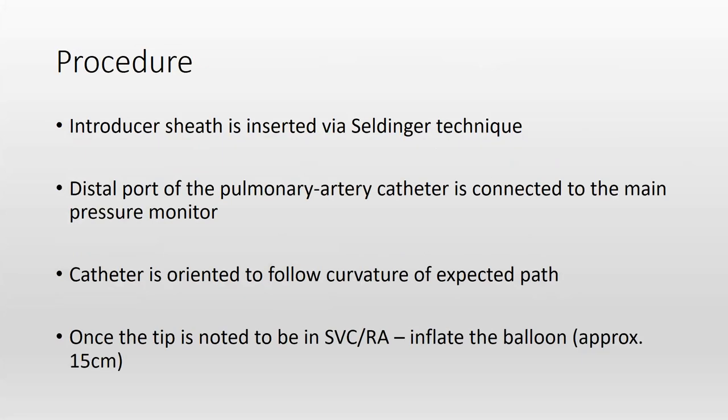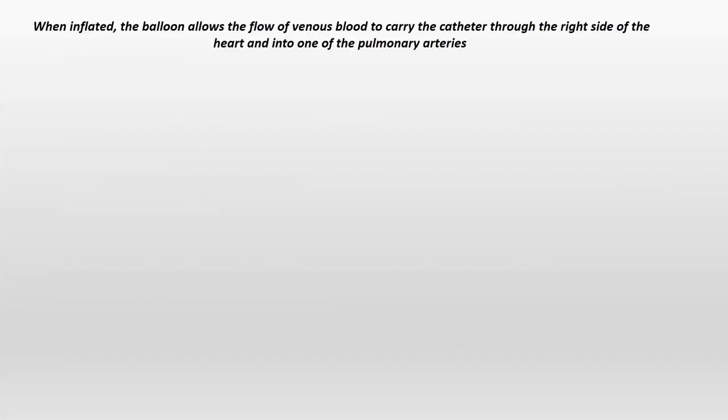For the procedure, we get the introducer sheath inserted by a Seldinger technique. The distal port of the pulmonary artery catheter is connected to the main pressure monitor. Before we start the insertion, the catheter is oriented to the curvature of the path that's expected. Once the tip is noted in the SVC or RA, we inflate the balloon, which should be approximately 1.5 centimeters. So what's the concept? When inflated, this balloon allows the flow of venous blood to carry the catheter through the right side of the heart into the main pulmonary artery. So basically, the blood just guides the catheter.